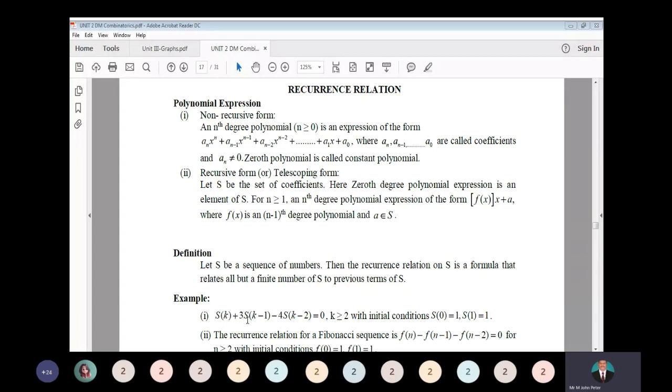Good morning all. Discrete mathematics, class 2, recurrence relation.